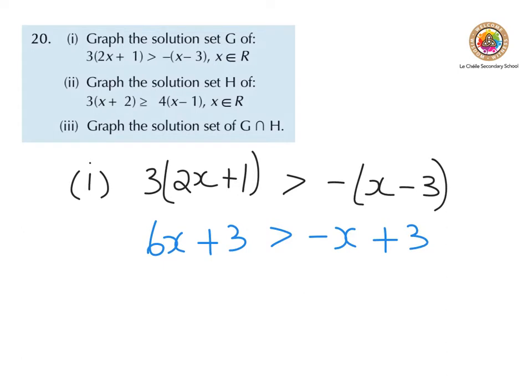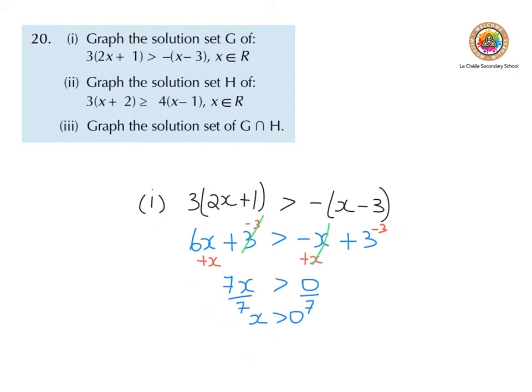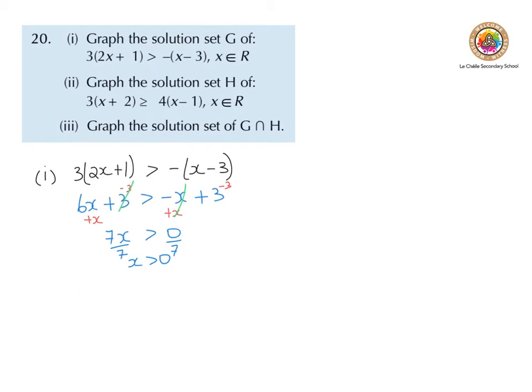Then just tidying things up, I'm going to say plus x on both sides, and minus 3 on both sides. The minus 3 and plus 3 cancel, and the minus x and plus x cancel. So 6x plus x is 7x, which is greater than 3 minus 3, which is 0. Dividing by 7 gives me x is greater than 0. So that's my solution set of G.